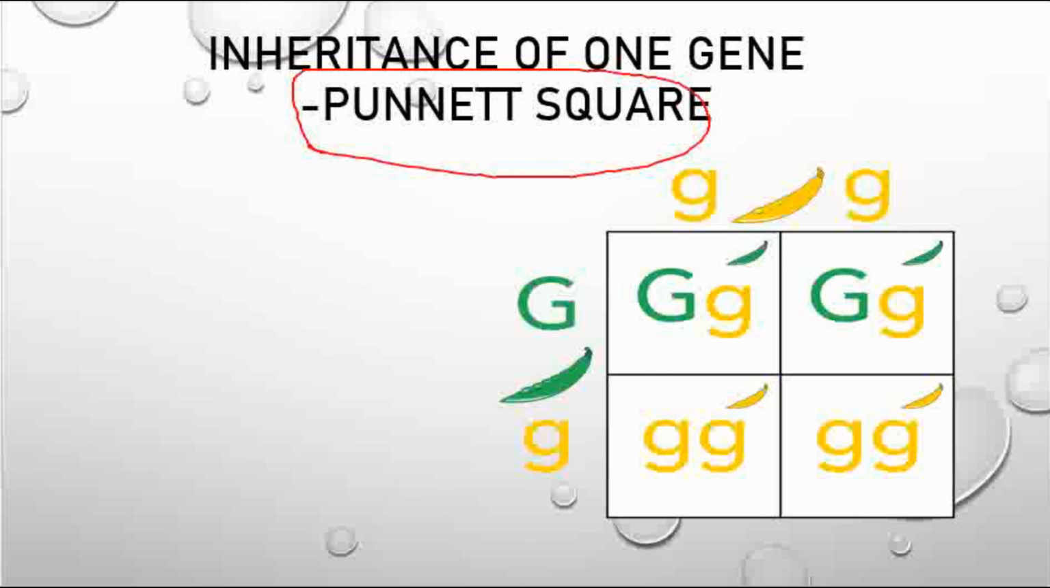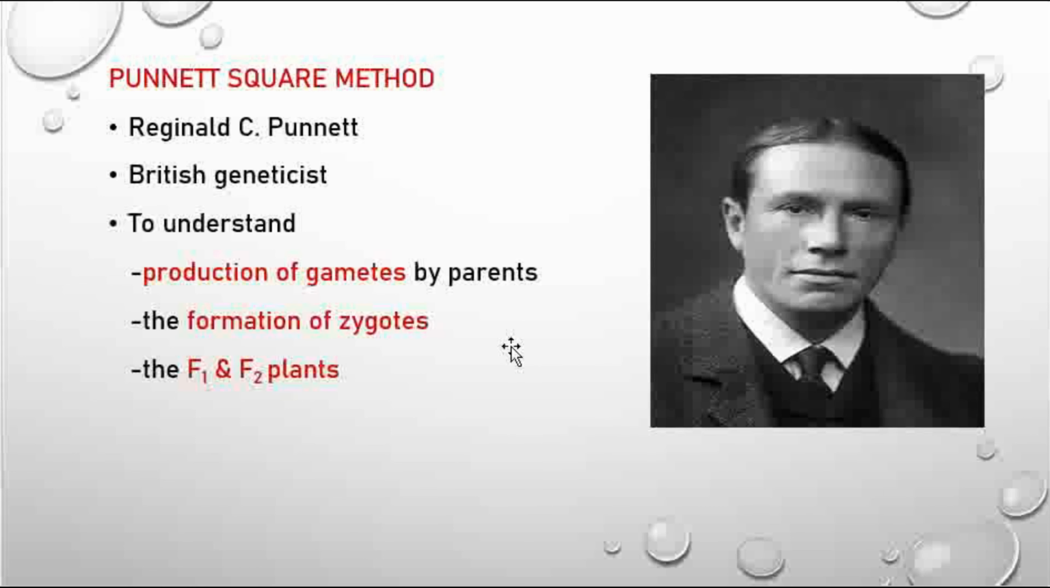So come, let's see about this Punnett square method. This Punnett square method was first developed by a geneticist, and his name is Reginald C. Punnett. So he first developed this method. Here, why it was developed is to understand.